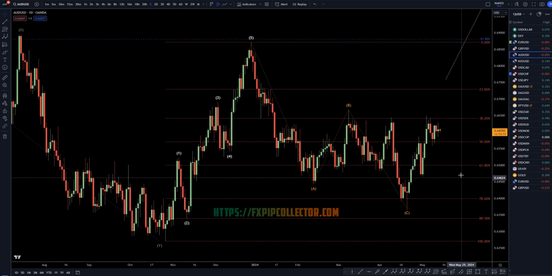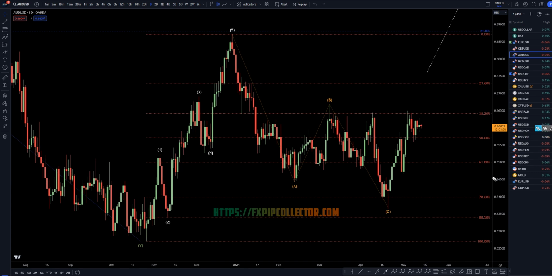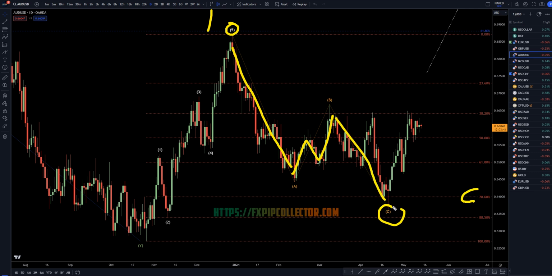Heading down to the daily time frame, I personally think the correction is over. I think this wave 5 is at the top of a wave 1. I think this is downtrend wave A, 3 waves up wave B, downtrend wave C, 78% fib bounce. I believe this is the bottom right here. I think it's a wave 2.